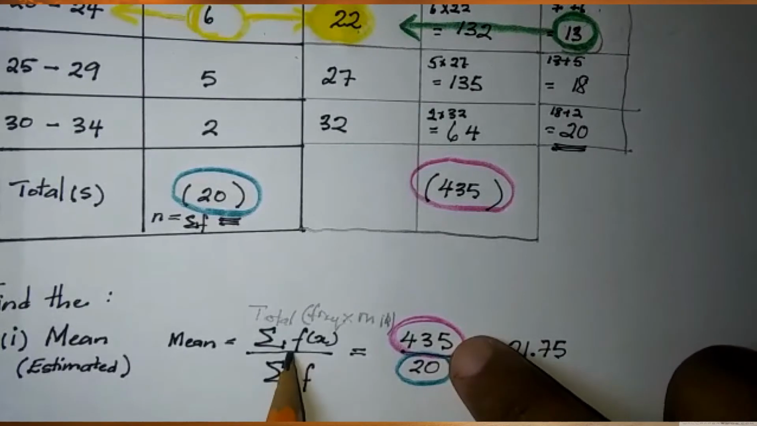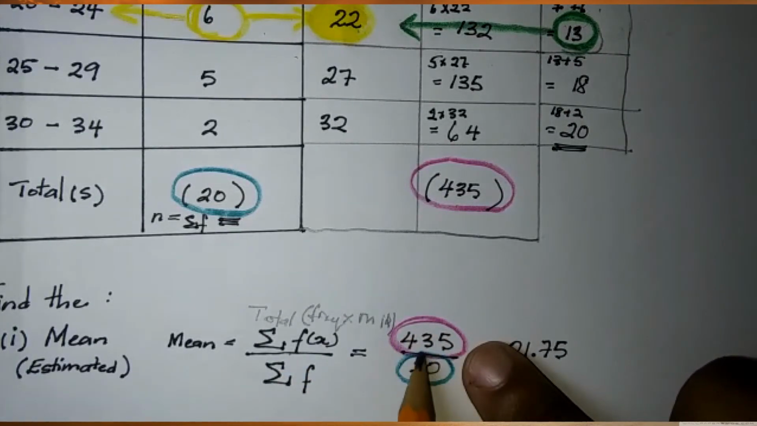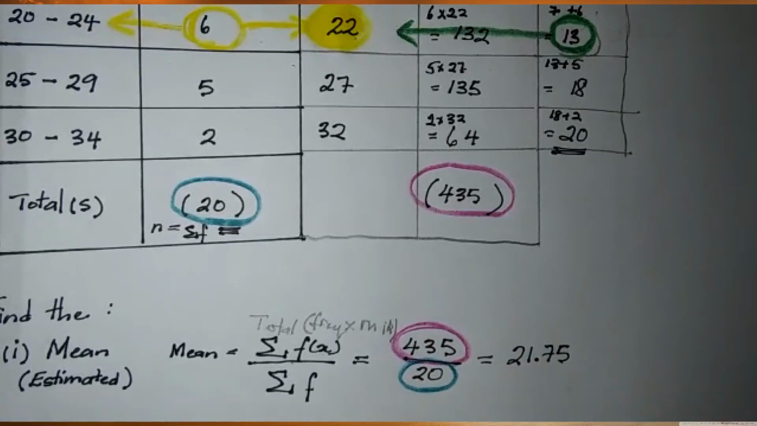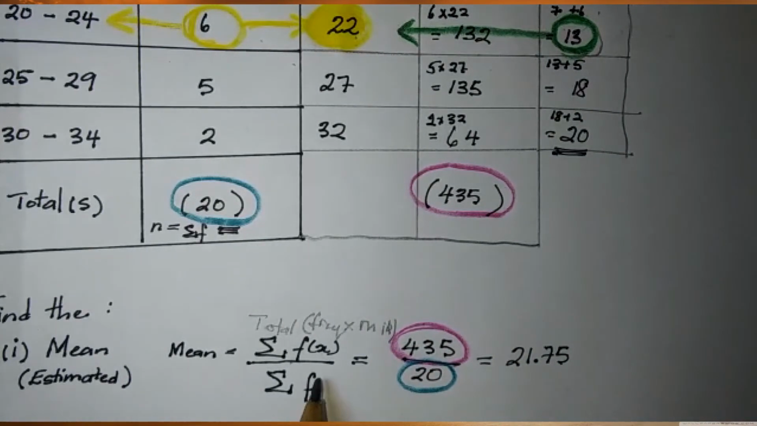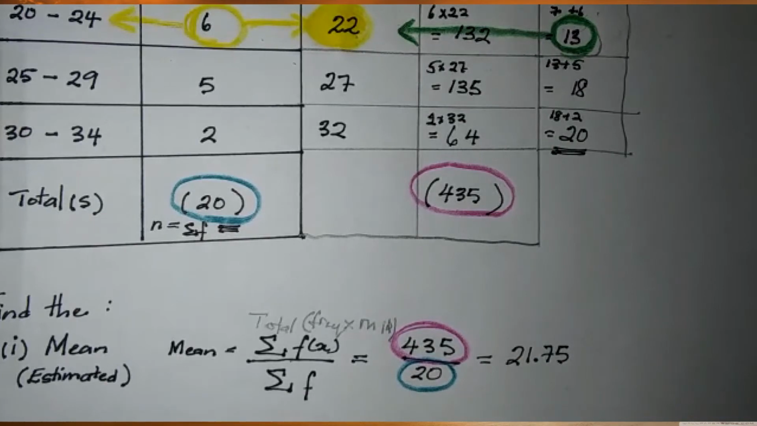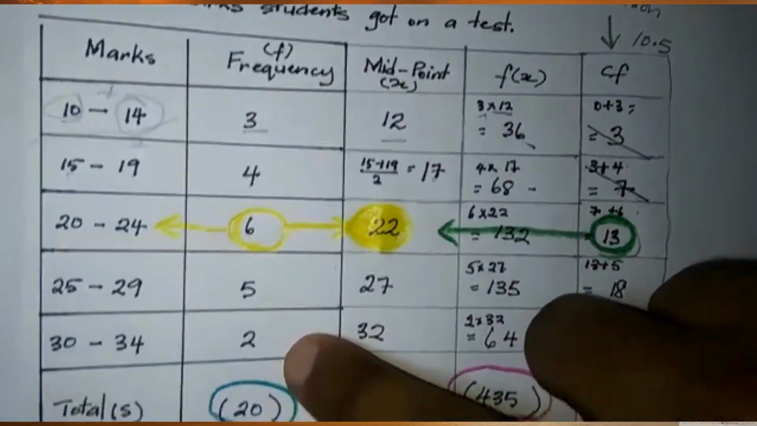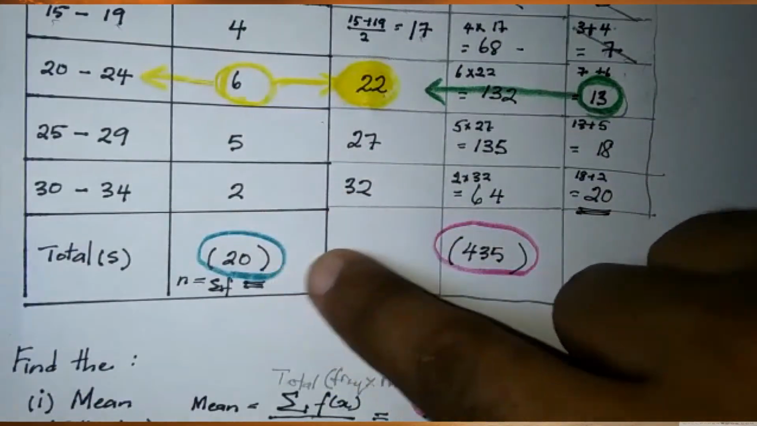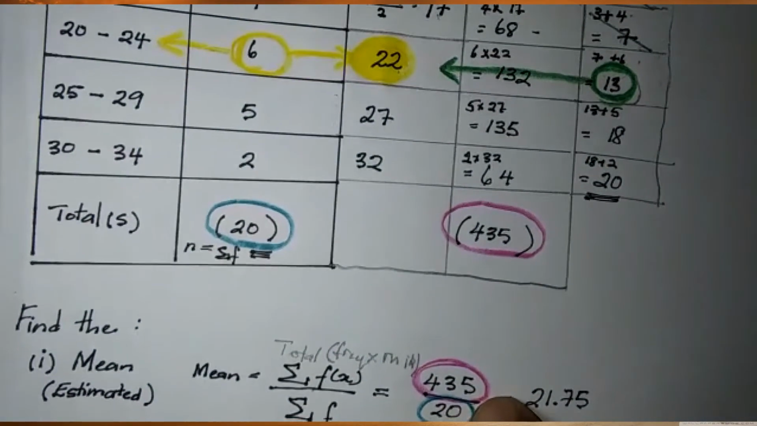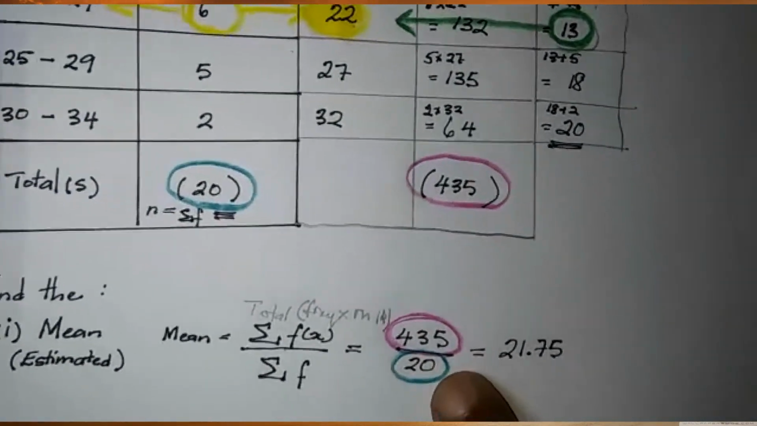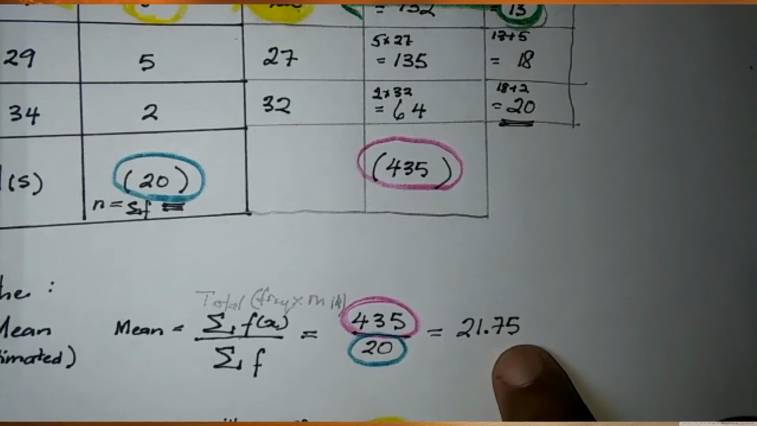So our total of frequency times midpoint is this 435. Then we divide that by our total f, which is the same thing as N, which is the same thing as your total frequency. We look in our table, add up all the frequencies, and we end up with 20. So I'm dividing this 435 by 20. When I put that in the calculator, I end up with the estimated mean of 21.75.